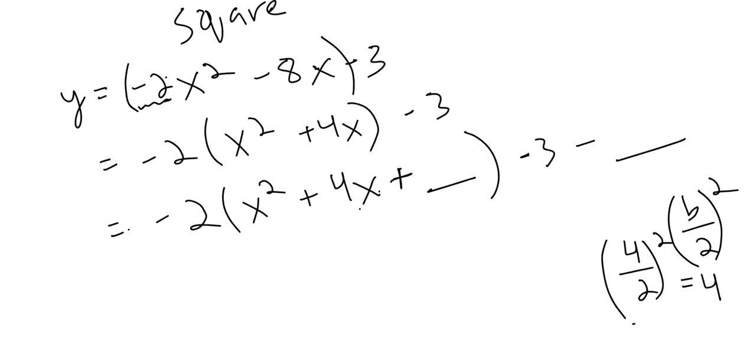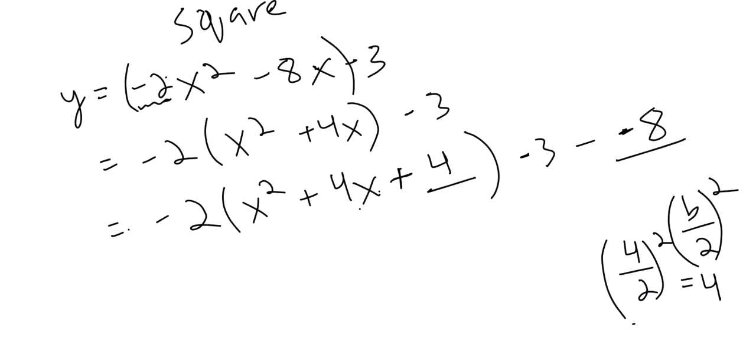Now you might think, well, let's just put a 4 here and everything is balanced. But actually, because there is a negative 2 out here outside of the parentheses that's going to be multiplied by this positive 4, that gives us a value of negative 8. So in this blank over here, we have to put negative 8.